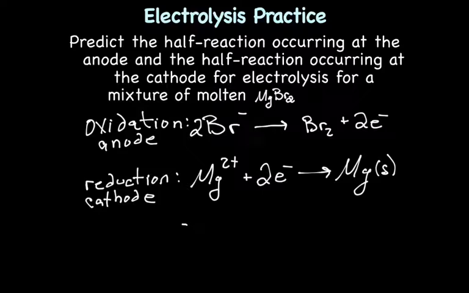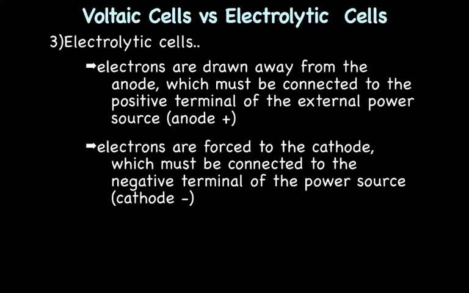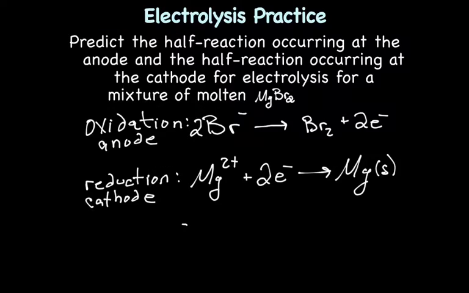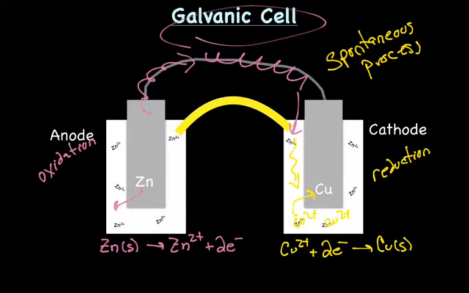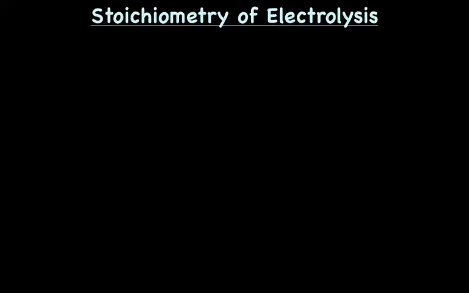Okay, so it's just a real quick little practice. The really important part of this lecture is to understand the conceptual difference between electrolysis and galvanic cells. All right, and the last topic for today is the stoichiometry of electrolysis.